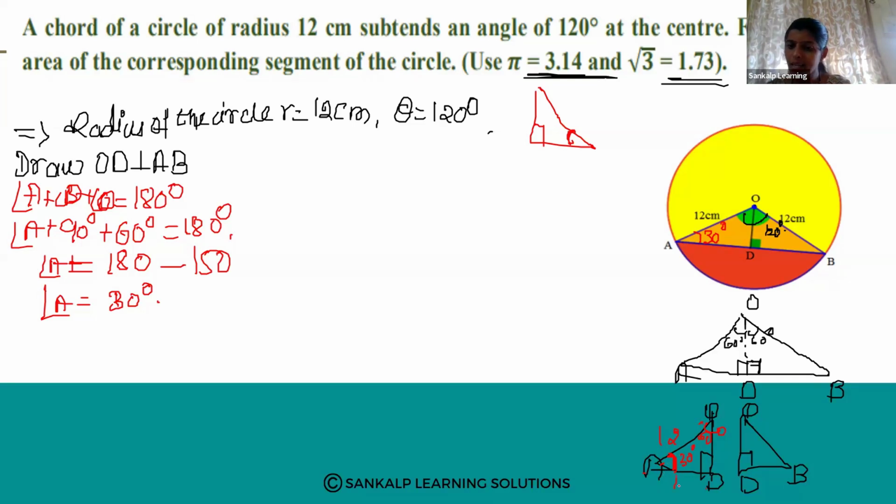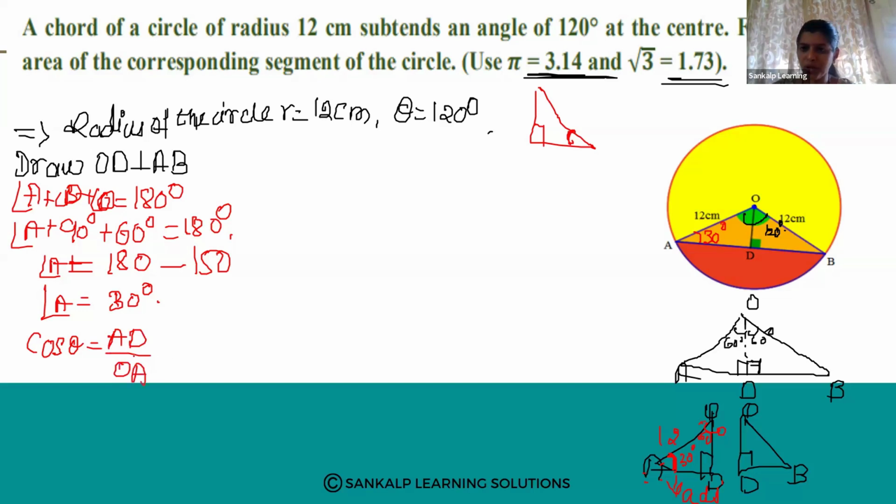AD means what? It is the adjacent side, right? Adjacent side divided by hypotenuse. Here OA is the hypotenuse because it is the side opposite to the 90 degree, and AD is the adjacent side. So we want the value of the adjacent side. Which ratio applies here? Cos theta is equal to adjacent side divided by hypotenuse, right? So cos theta is equal to AD, which we need. AD means the adjacent side. So where does adjacent side come? In cos theta. Adjacent side AD divided by OA.